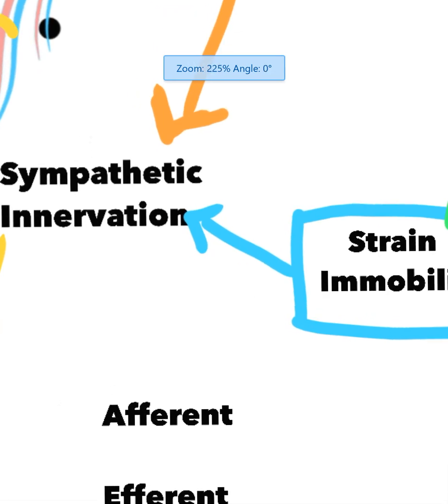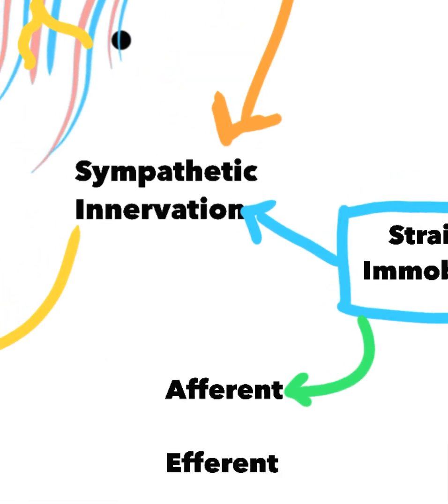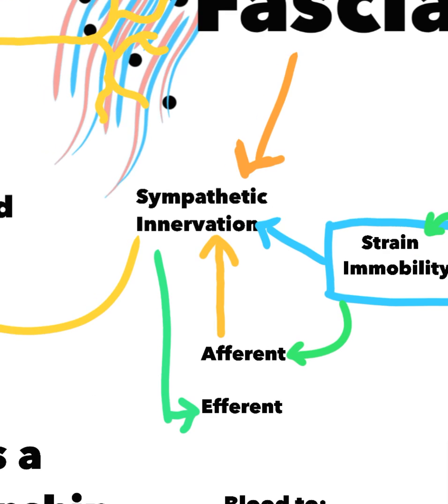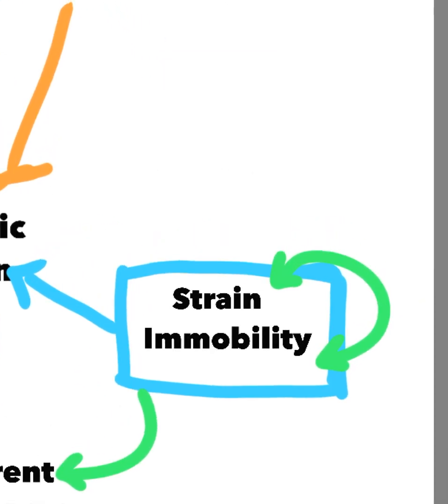In any case, this forms an afferent, an input into the sympathetic system. It will be what's read by the sympathetics, and that means it should have a reaction to it. We call that reaction an efferent signal, with an E, not an A. Efferent, that means effect. So this would be the effect of the sympathetic system reacting to that strain and immobility. And there's a good reason for this.